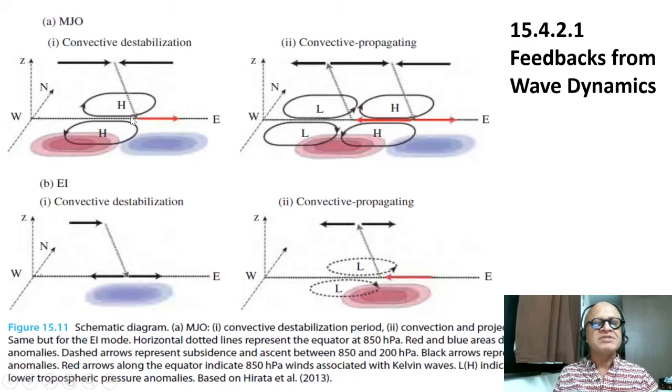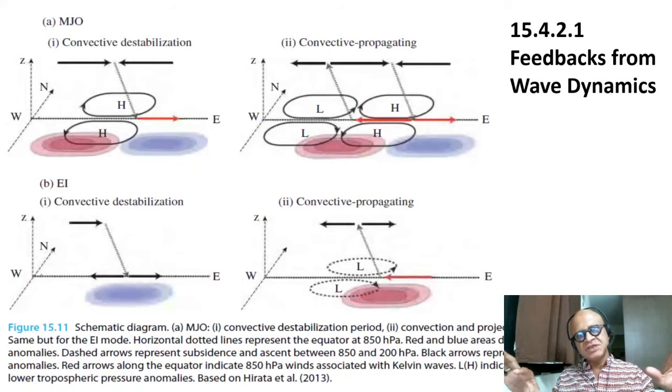So you have subsidence, divergence at the surface, high pressure, Rossby wave signature, and the Kelvin wave signature, and you have upper level convergence, low level divergence, low wind speeds, reduced latent heat loss, warming of SSTs, moisture loading of the lower atmosphere, and all that.